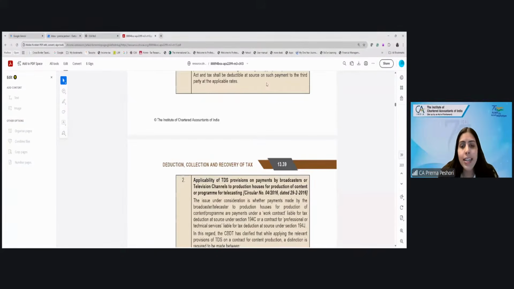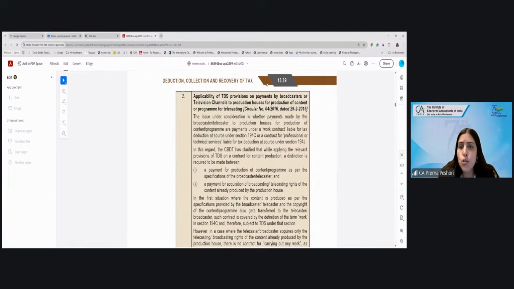Clear? Next circular is applicability of TDS provision on payment by broadcasters or television channels to production houses for production of content or program for telecasting. So where the payments are made by the broadcaster to the production houses for production of content or program, right? Whether these are payment of works contract or whether these are contract for professional or technical services where the TDS is required to be deducted under 194J.